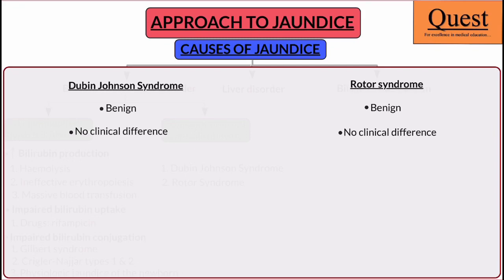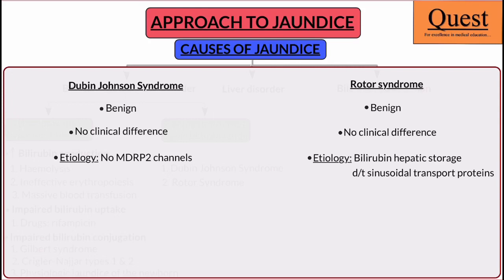One of them is the Dubin-Johnson syndrome, where the patient has an absence of the MRP2 channel, and the second one is the Rotor syndrome, where the problem is in hepatic storage of bilirubin due to a deficiency of sinusoidal transport proteins. Neither of them requires any specific therapy.